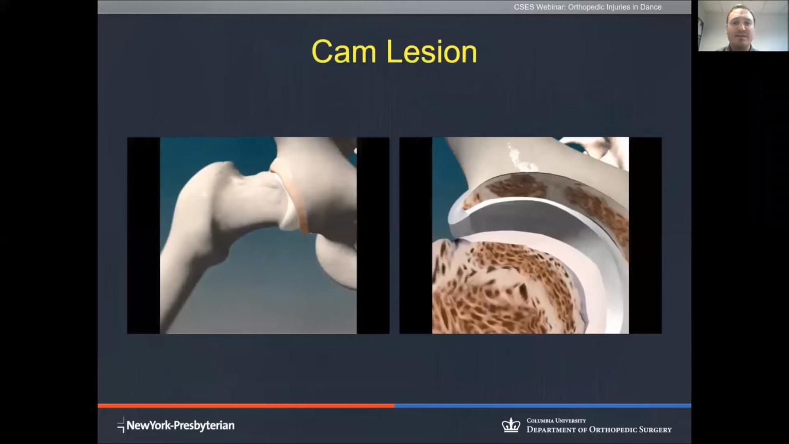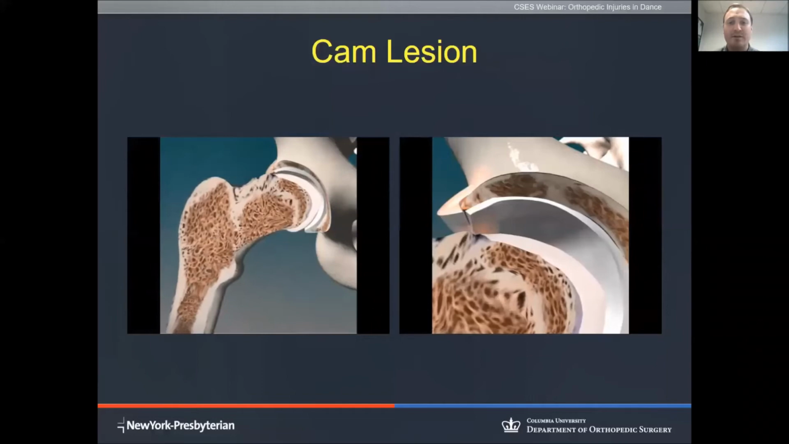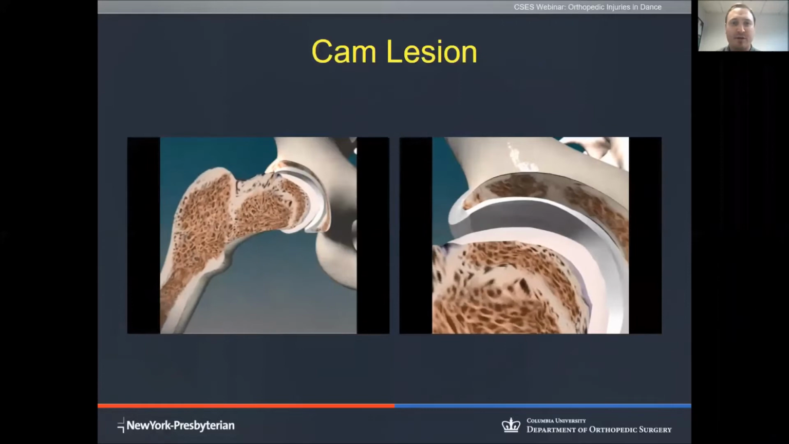And as you can see on these videos here, when the hip is going up in deflection, the labrum doesn't tear in half like an ACL or a rotator cuff, but what it does is when that bump of bone bumps into the labrum, it displaces it and can cause shearing of the articular cartilage.